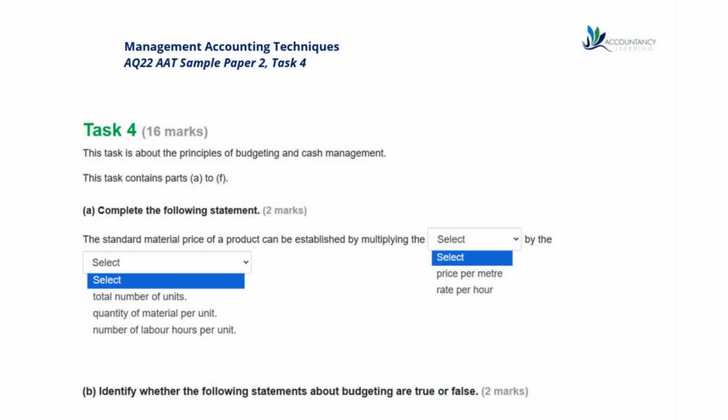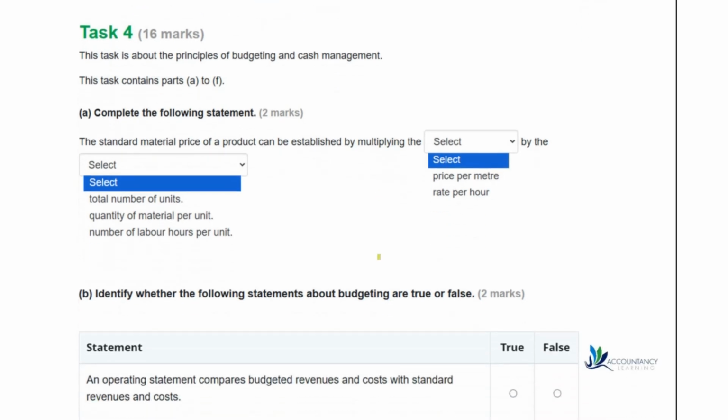Sarah, a tutor at Accountancy Learning, and in this video I'll take you through the AAT Level 3 Management Accounting Techniques Sample Paper 2 Task 4. So this task is about the principles of budgeting and cash management. So let's look at our first question.